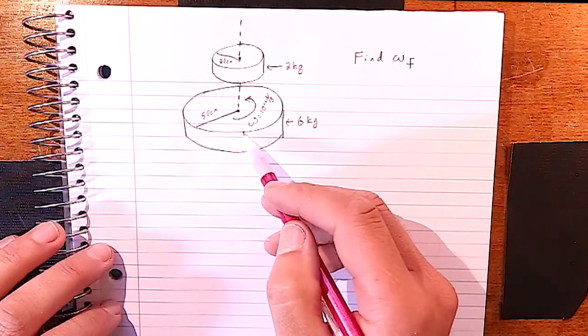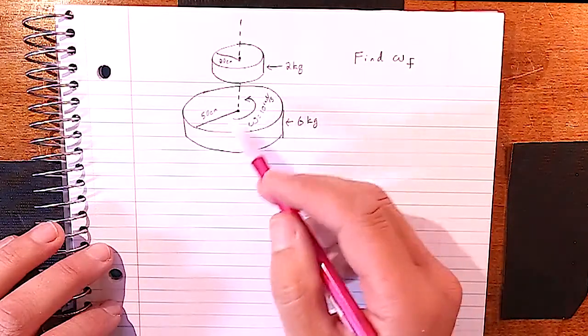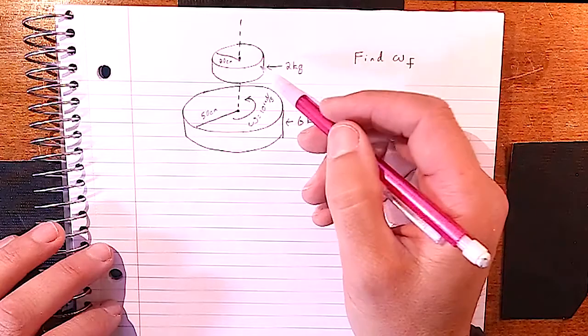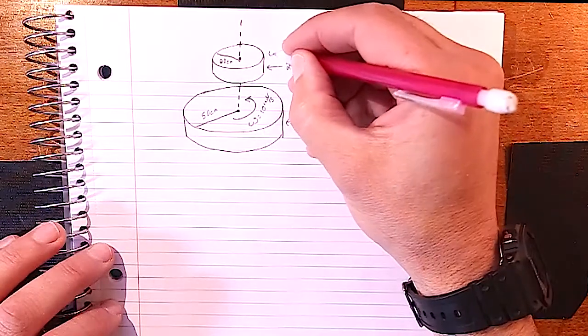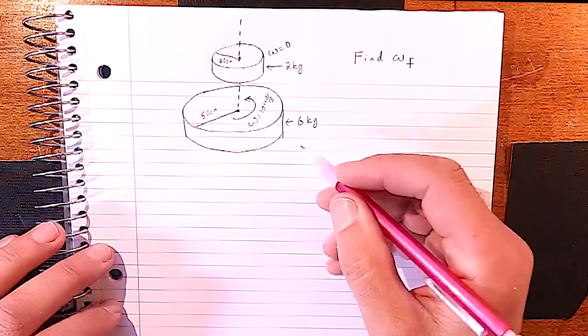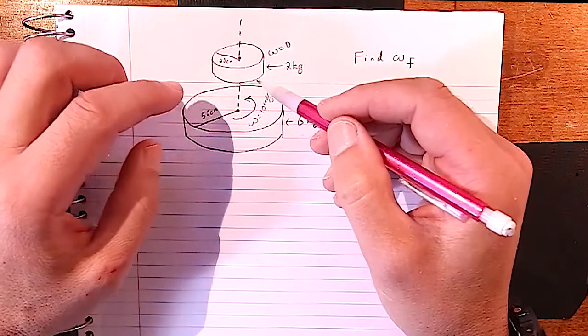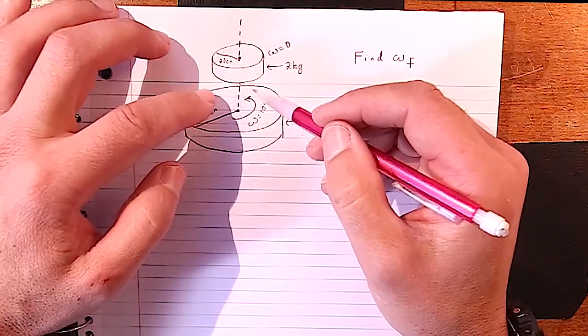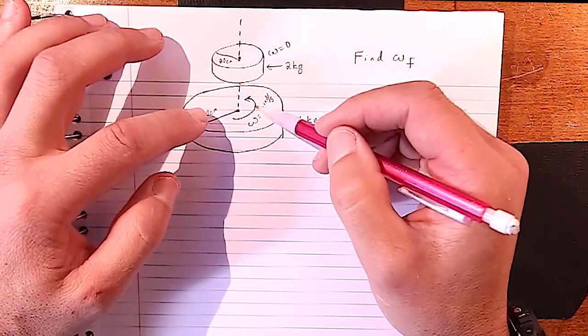We have a disk that is rotating. Okay, in this case, it's 6 kilograms at 10 radians per second. And we have a second disk that is not rotating at all, so its angular velocity is 0. And then this disk is dropped onto this disk. Now, when we say dropped, we're going to more like just place it on there. I drew it up high so that you could see it.